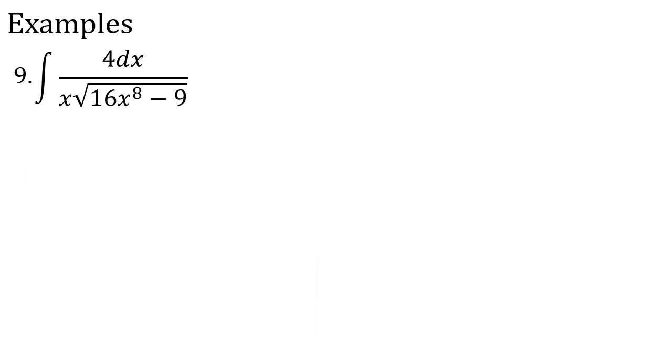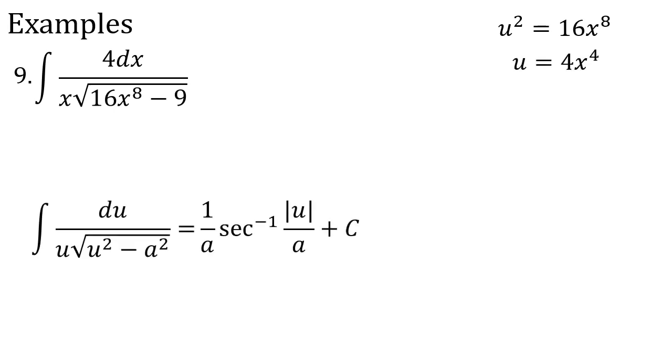For example number 9, we have the integral of 4 dx over x times the square root of 16x raised to 8 minus 9. So this given is quite challenging because yes, we can determine u squared. It is equal to 16x to the 8. U is equal to 4x to the 4th. But we have this pattern: the integral of du over u times the square root of u squared minus a squared. But obviously, our given is not in that pattern, okay?